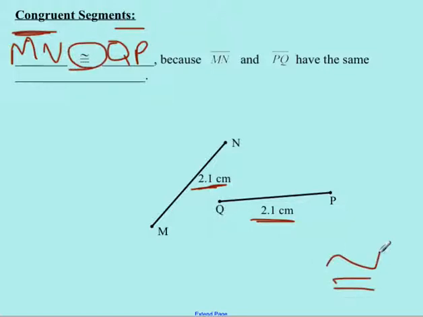That means congruent. So we're talking about geometric shapes being equal to each other. We use the congruency symbol. So if anything is congruent, then it has the same measure.